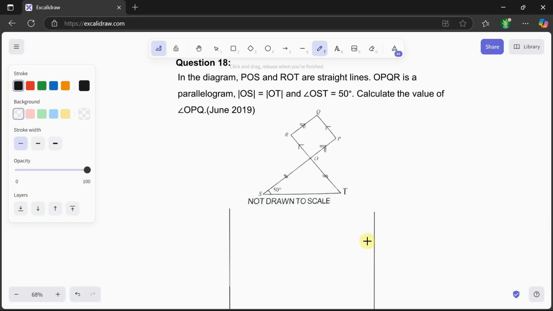So like I said, if this angle is 50 degrees, this one is also 50 degrees, since it's an isosceles triangle. And the angles in a triangle add up to 180 degrees. So we could say angle SOT is equal to 180 minus 50 minus 50, and that will give us 80 degrees. So that means this angle here is 80 degrees.